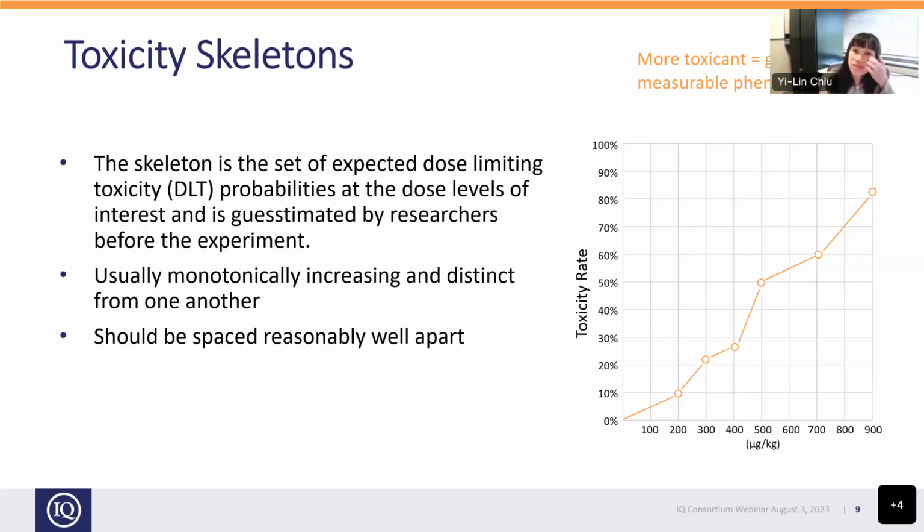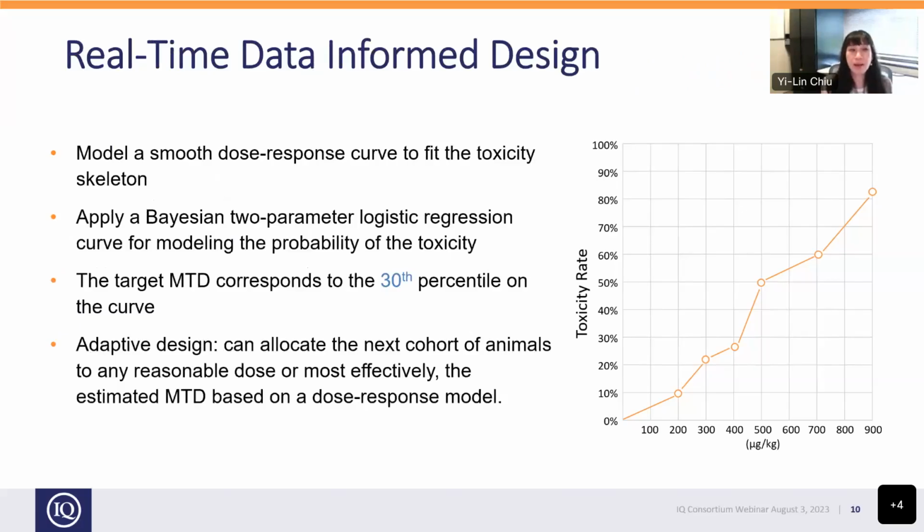I would say it's actually even more important for the fixed design, because what kind of dose levels should we choose? Normally this is monotonically increasing and distinct from each other and should be spread reasonably well apart. We certainly don't want to put a lot of mice in a very narrow dose range. That's probably not the best use of the experiment. But an adaptive design will help us with the real-time data-informed design utilizing machine learning.